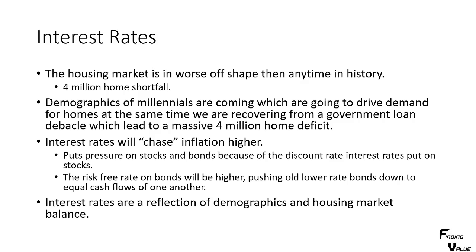Interest rates are a reflection of demographics and housing market balance. That is what it is. And that's why Japan has had super low interest rates and deflation, because the housing market is going down in Japan and their population is declining. We're not in that same situation, so people who are making that comparison aren't looking at the demographics and the housing market balance. That's where they have it wrong.